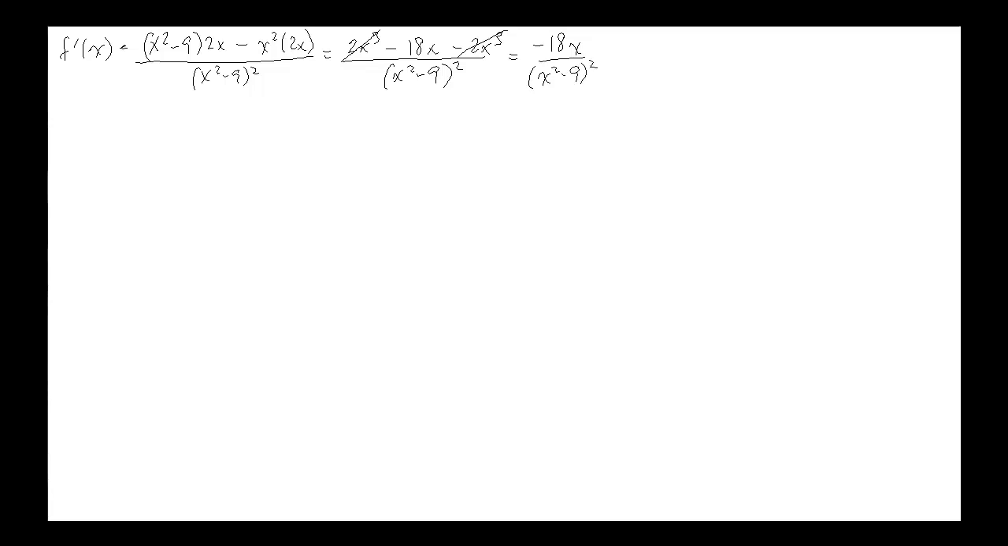While we're at it, we might as well go ahead and find out where that is 0 and undefined. So it's 0 when the numerator is 0 and undefined when the denominator is 0. So we're finding our critical numbers, in fact, here. This would be when x equals 0, and this would be when x squared is 9, when x is 3 or negative 3. Well, those are points of discontinuity, so they can't be critical numbers. So I have a critical number here at x equals 0.